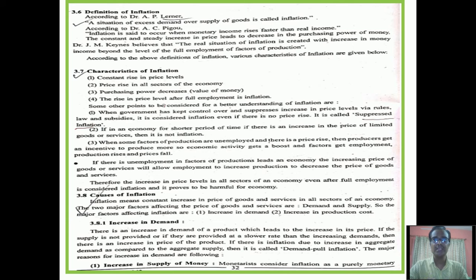But if you have money in your hand, and supply is not there for the commodity or services, then your purchasing power is going to be lost. So the inflation will go on.